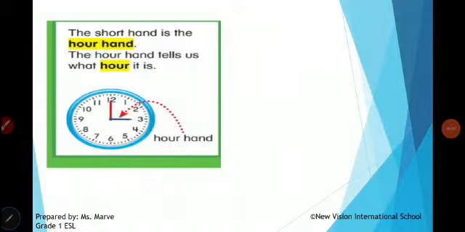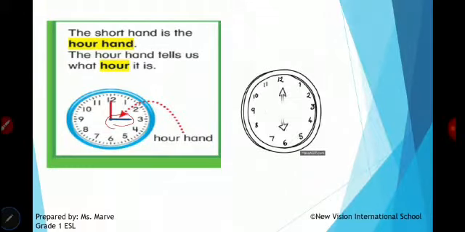Let's have another example. The short hand is the hour hand. The hour hand tells us what hour it is. Now, can you tell me what is the color of the hour hand there? Good job. It is blue. And here's the example of the hour hand. Very good. Next.